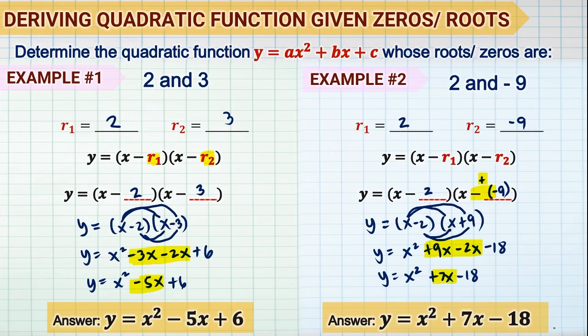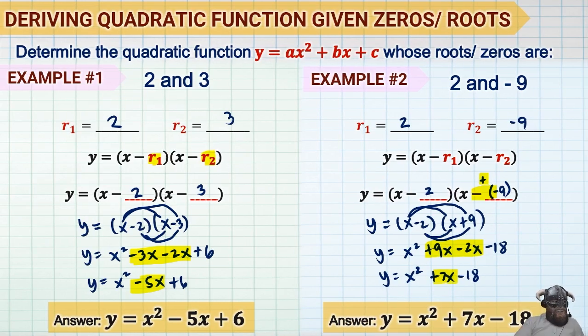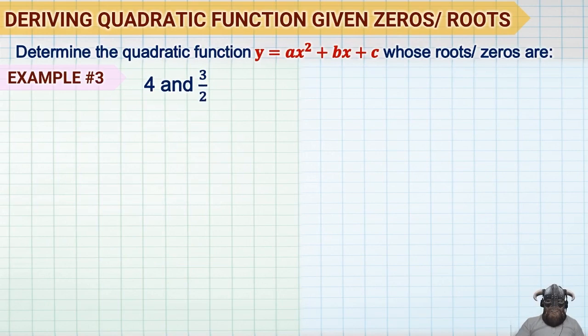So, okay, let's have more examples. So we have here example number 3. Same instruction, but the given roots are 4 and 3 over 2. So we now have a fraction as a root. Let's see. The steps are still the same. We have to follow that. We just need to write the first root as R1 and the second root as 3 over 2.